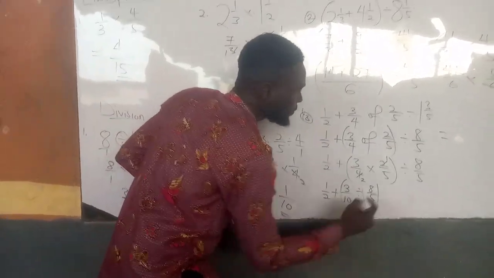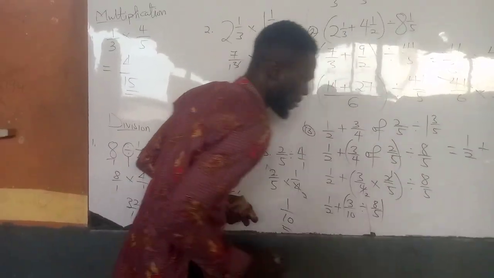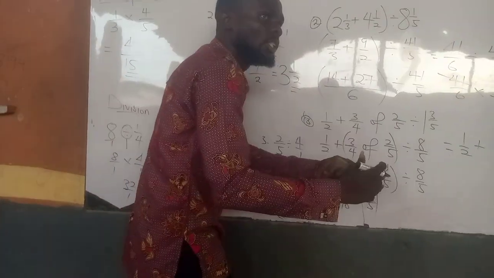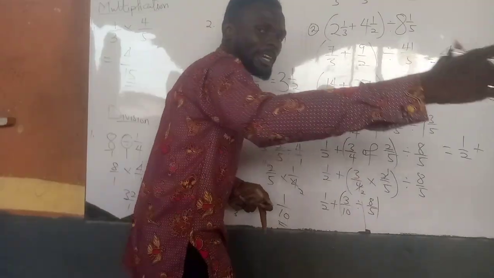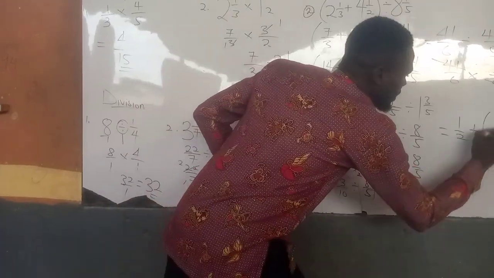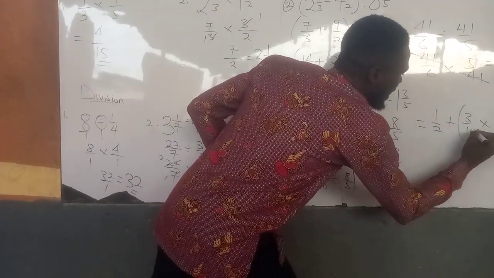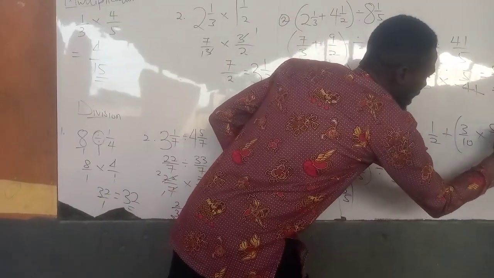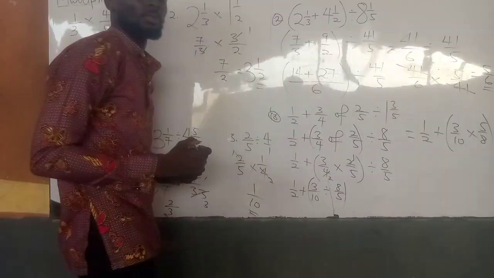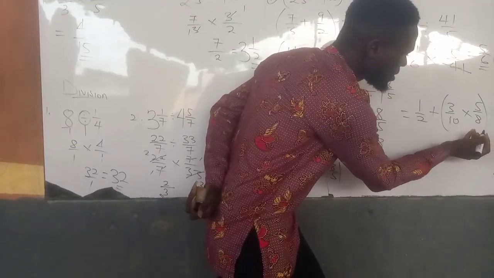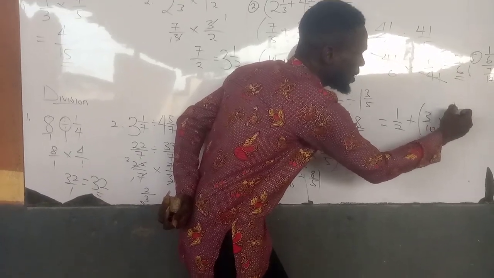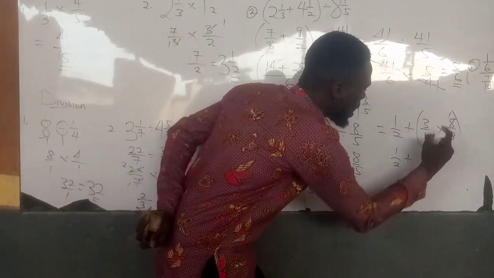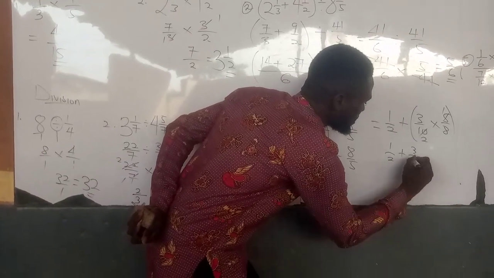So we have 1 over 2 plus, remember division, the division sign will change. Once it changes, the fraction on my right reciprocates. So I have 3 over 10 times 8 over 5, so it's going to reciprocate as 5 over 8. Let's see if I can simplify. Of course I can. 5 here 1, 5 here 2. So I have 1 over 2 plus 3 times 1 is 3, 2 times 8 is 16.